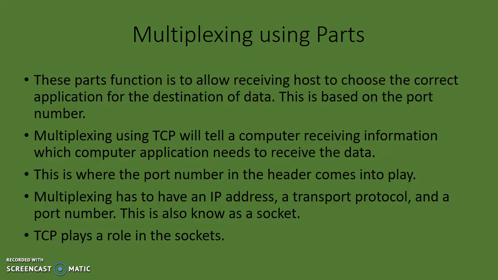This is where the port number in the header comes into play. We'll talk more about the header later on. Multiplexing has to have an IP address, a transport protocol, which this covers, and a port number. These are also known as a socket. And of course, TCP is going to play a role in that socket because that's the transport protocol.